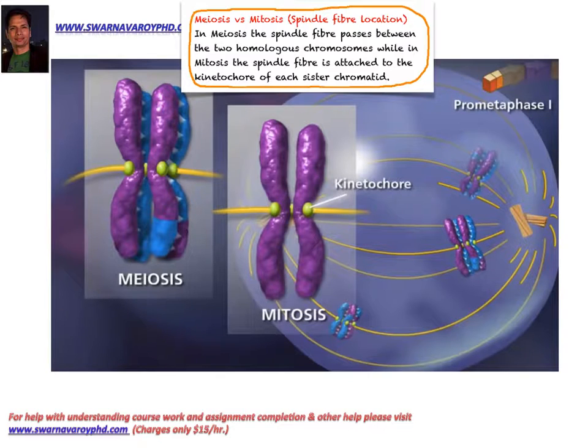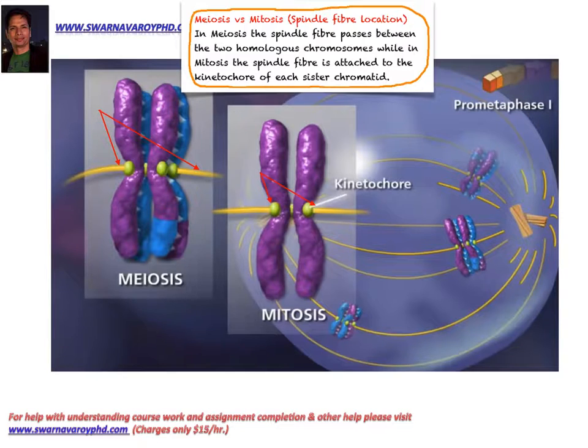We need to know the spindle fiber location. In meiosis, the spindle fiber passes right between the two homologous chromosomes. You see that arrow? The yellow spindle fiber is present right between the two homologous chromosomes. While in mitosis, the spindle fiber is attached to each chromatid. Each sister chromatid is attached to the kinetochore. You see those green balls where each of those purple sister chromatids are attached.